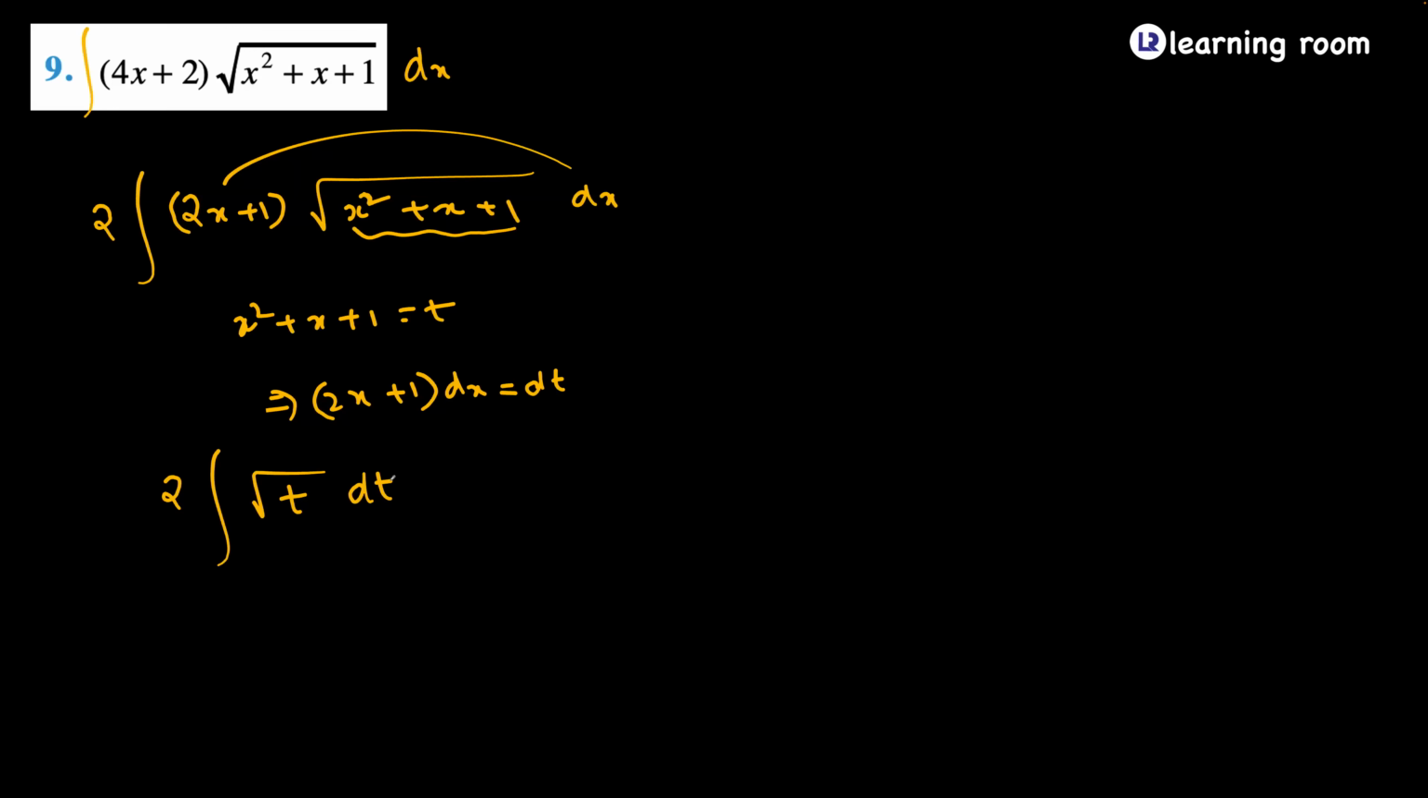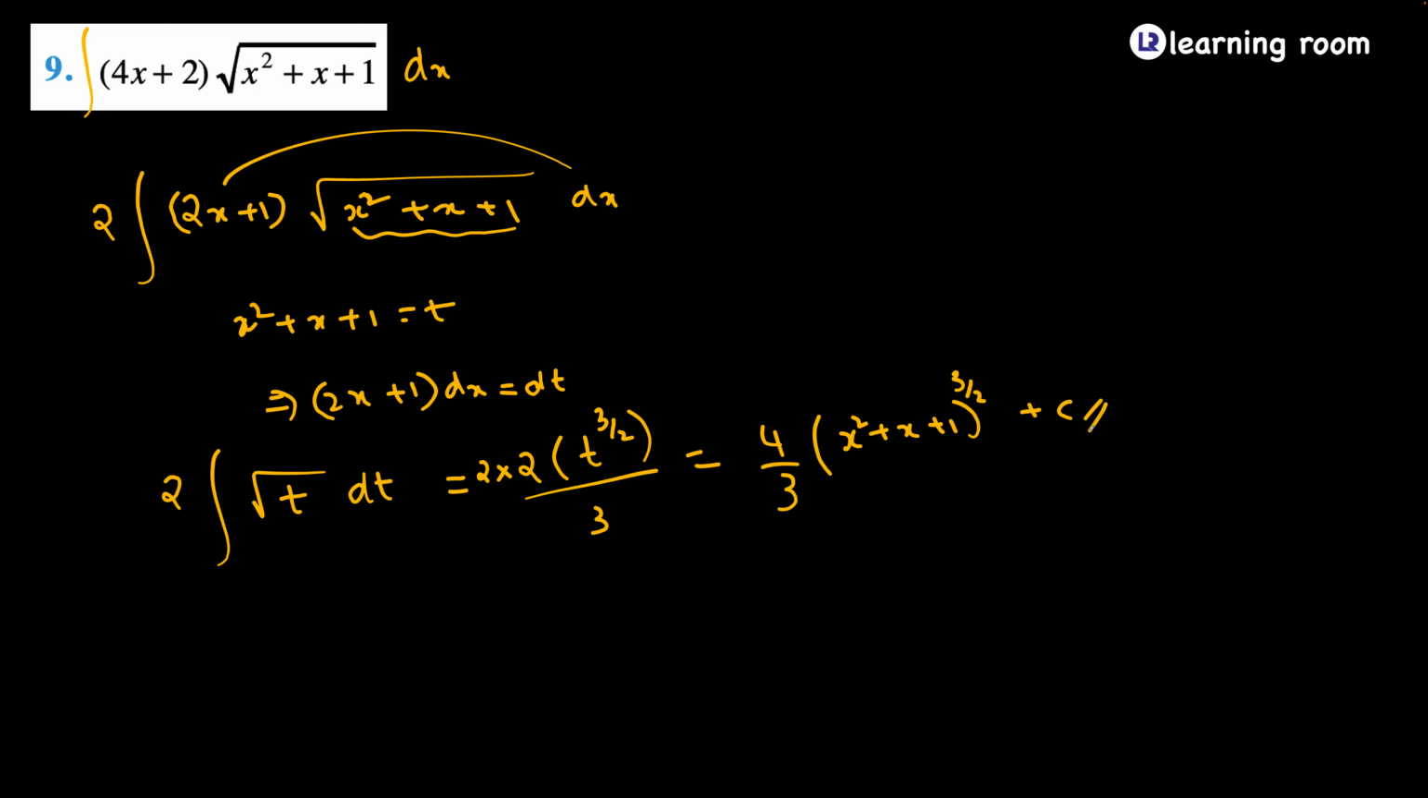So what will the final answer be? It will be 2 into t power 3 by 2 divided by 3 by 2. So this will be 4 by 3 times, what is the value of t? It is x square plus x plus 1, the whole power 3 by 2, plus c. Right. So 4 by 3 into x square plus x plus 1, the whole power 3 by 2, plus c. Shall I proceed?